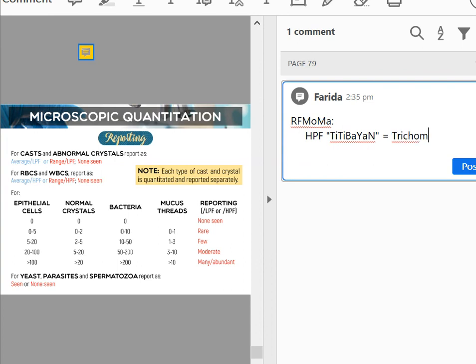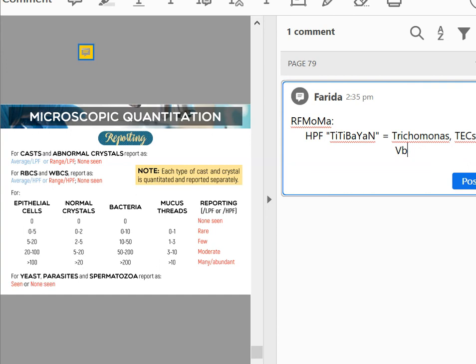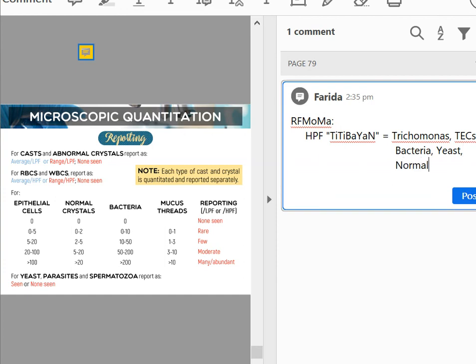So, we have your trichomonas, and then your transitional epithelial cells, your TECs. And then we have your bacteria, your yeast, and then your normal crystals.